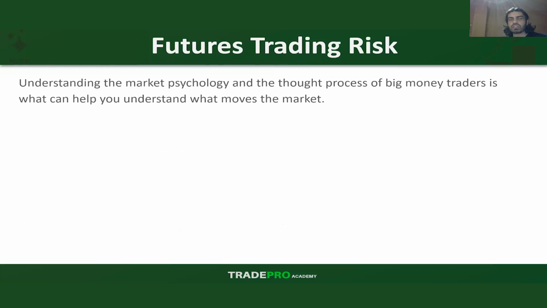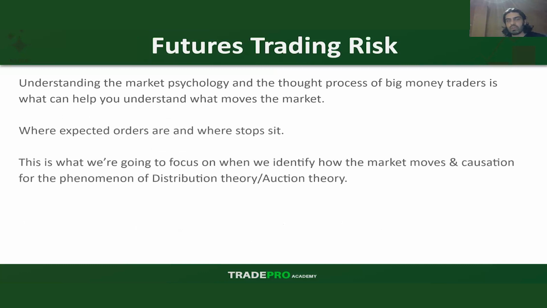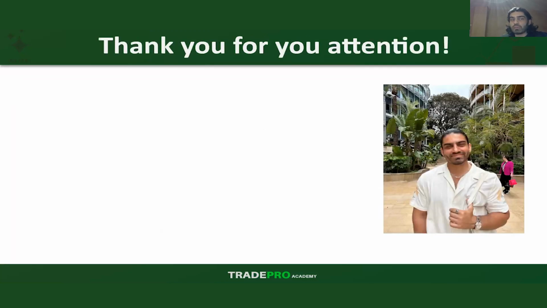So understanding market psychology and the thought process of big money traders is what can help you understand how markets move, right? Where expected orders are, where stops sit, where active traders are expected to come in. This is what we're going to be focusing on when we identify the market moves and causation for the phenomenon of distribution theory / auction theory, right? This is going to be the main concept of what we talk about and what we do at TRADEPRO Academy.